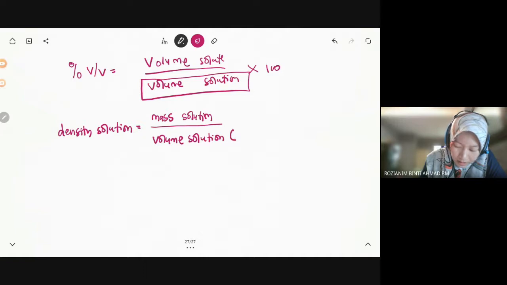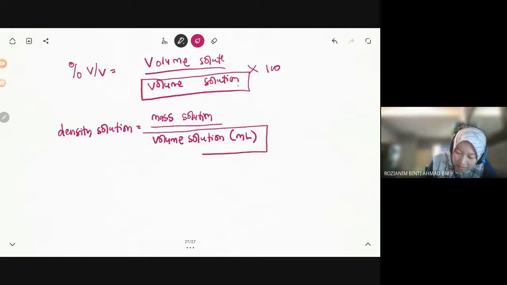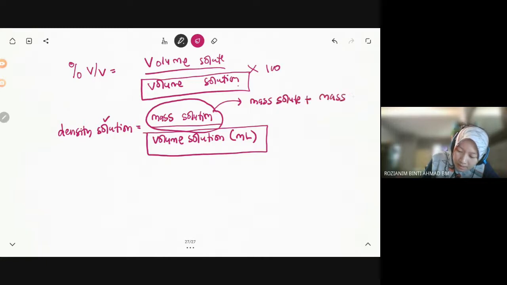Volume solution dekat sini 1 ml, itu basic unit. So macam mana dapat volume solution? You ambil daripada volume solution dalam data density. Dalam soalan nanti dia bagi value density. Macam mana dapat mass solution? Mass solution kita belajar tadi, mass solute plus mass solvent. Tapi volume solution kita akan dapat daripada data density solution dan relationship mass solution. Baru kita boleh masuk dalam formula percentage by volume.